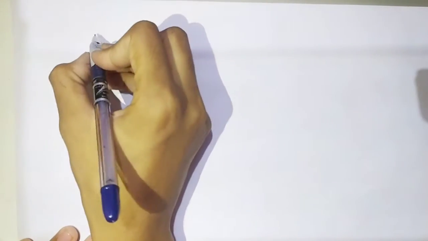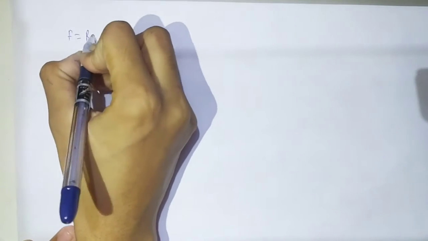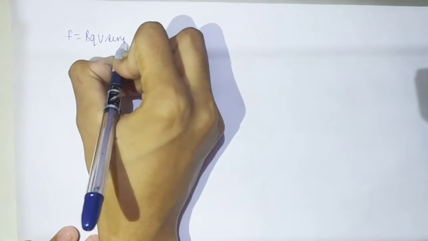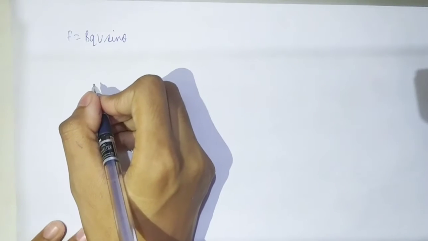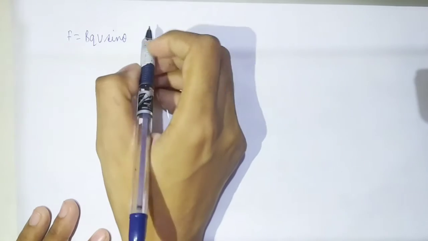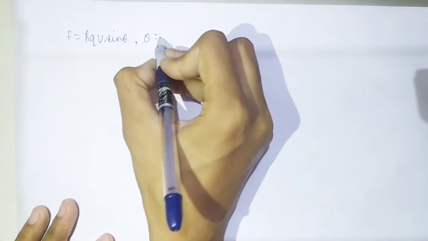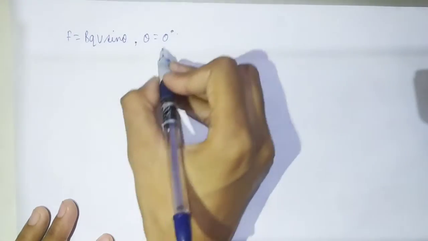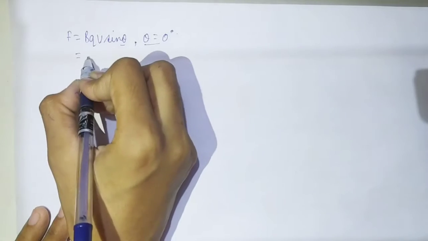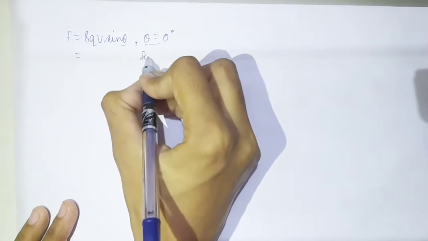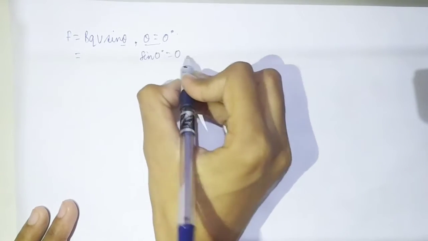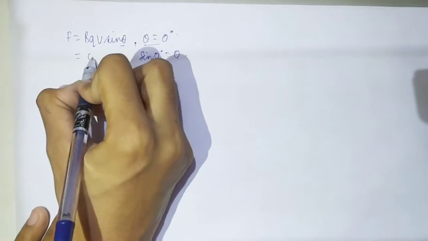Let us see here. From the Lorentz force, force is equal to BQV sine theta. We are given that this electron is projected along the axis of the solenoid, so the theta given to us is 0 degrees. If we put theta equal to 0 in this equation, we get sine 0. We already know sine 0 is 0, so we get the value of force as 0.